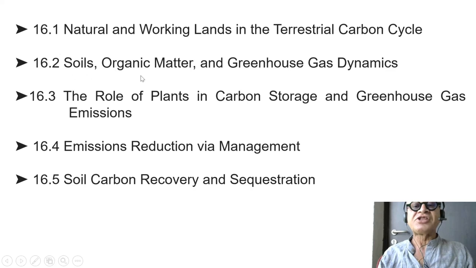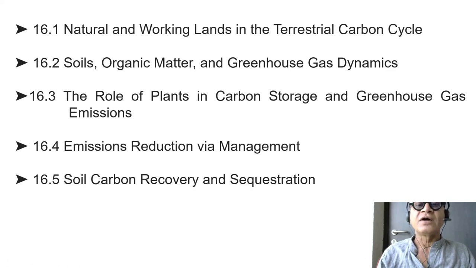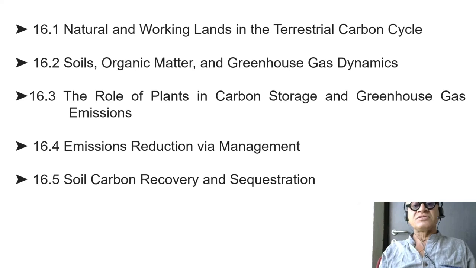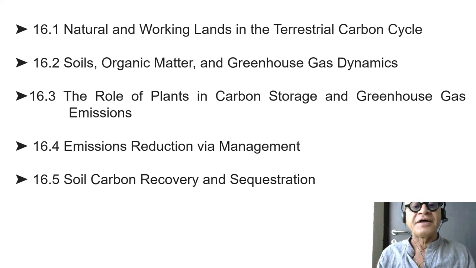Soils, organic matter, and greenhouse gas dynamics. Soils are full of microbes, carbon, organic and inorganic carbon, organic matter, and there is production of carbon dioxide because hydrocarbons generated by plants and shrubs and so on are being converted, respired, into carbon dioxide. There is also potential methane production in wetlands because of anaerobic digestion and so on. The role of plants in carbon storage and greenhouse gas emissions. Obviously, the terrestrial carbon cycle has to touch on that.